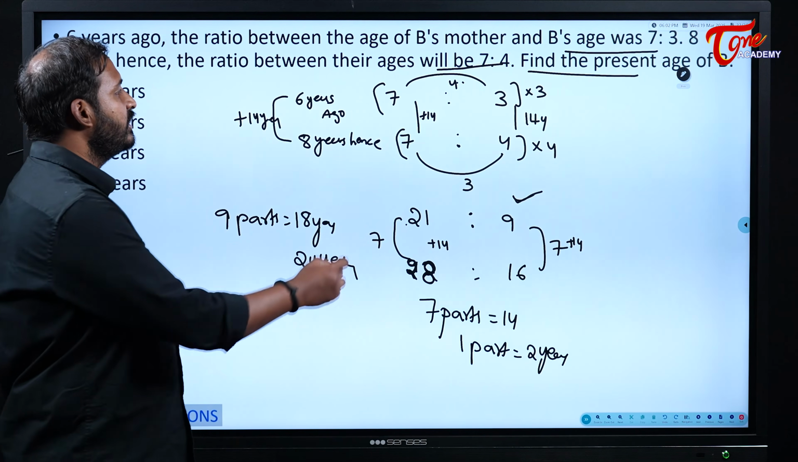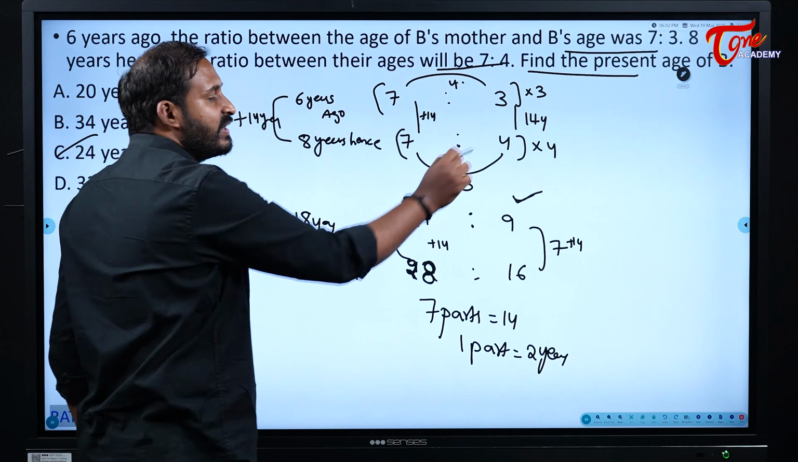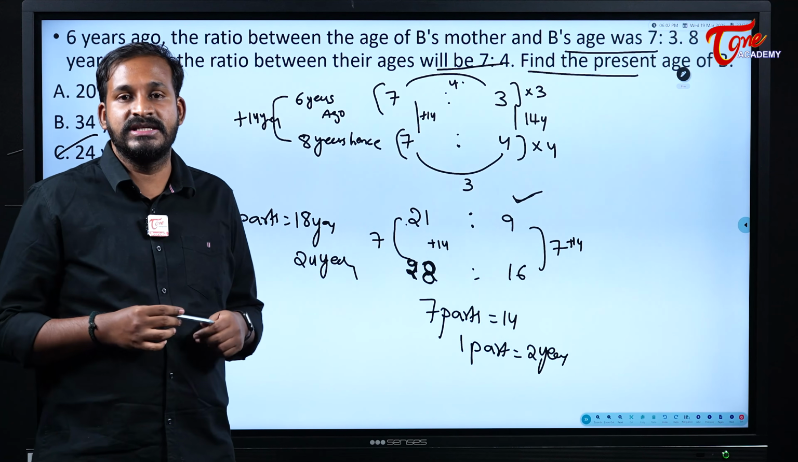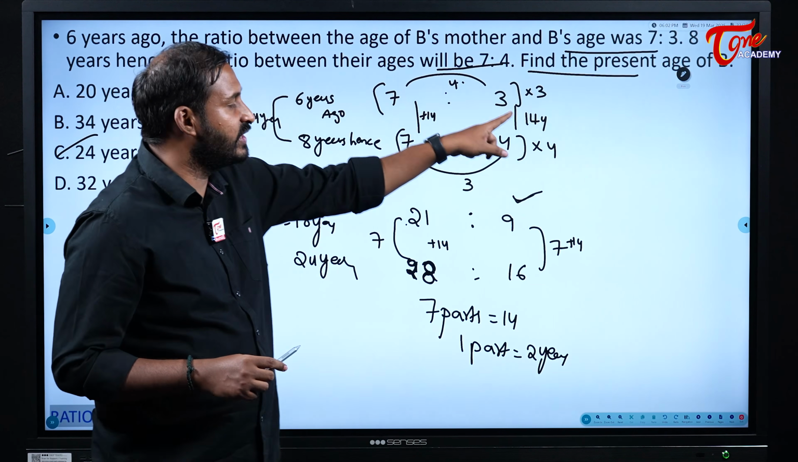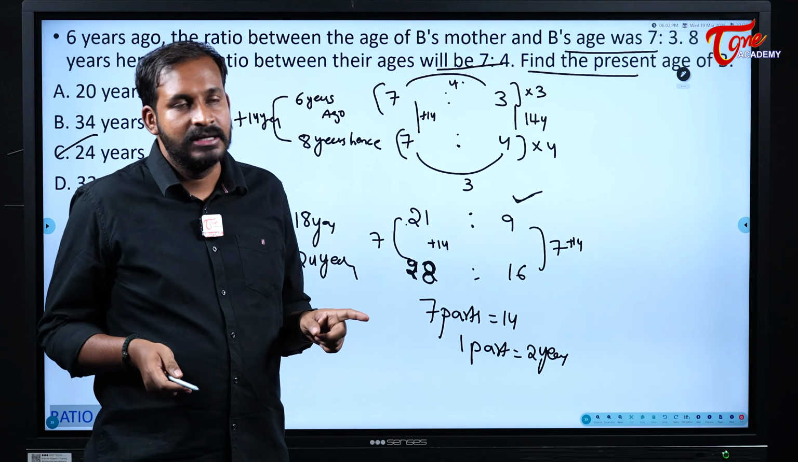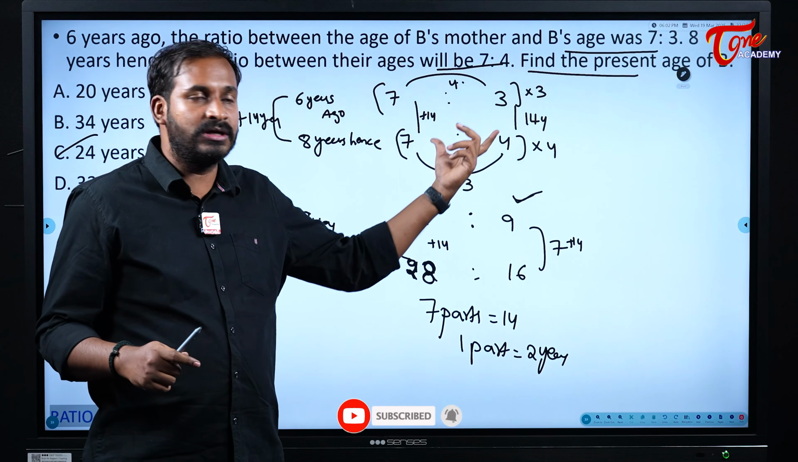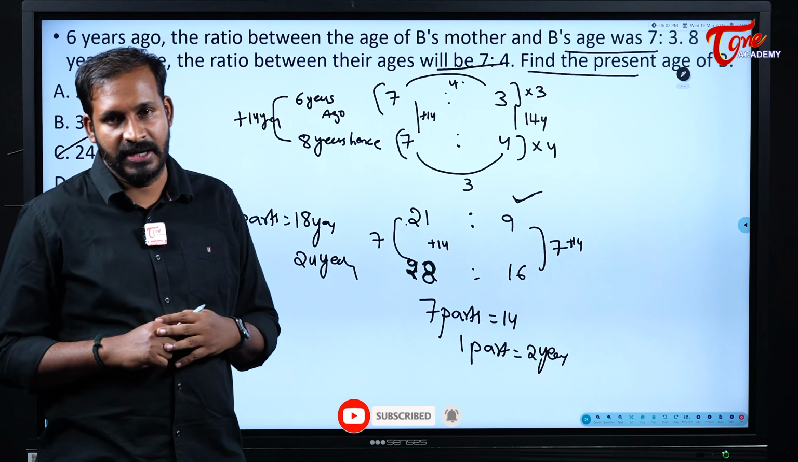Please try to understand why. Because both values should increase by 14 years and 14 years. If a value is increasing by a constant, then definitely their difference should also be equal. But in this case, this difference is not equal. So first of all, I equalized the difference and then I solved the remaining things.